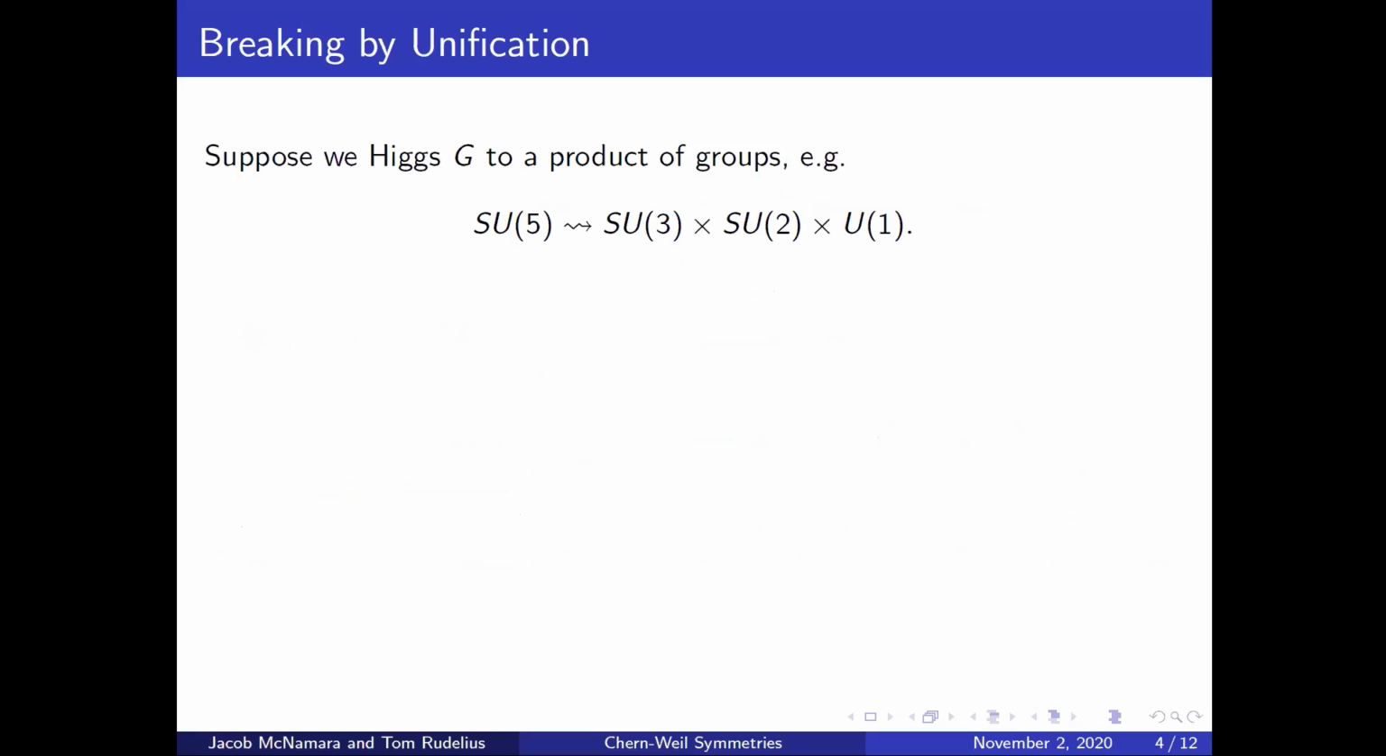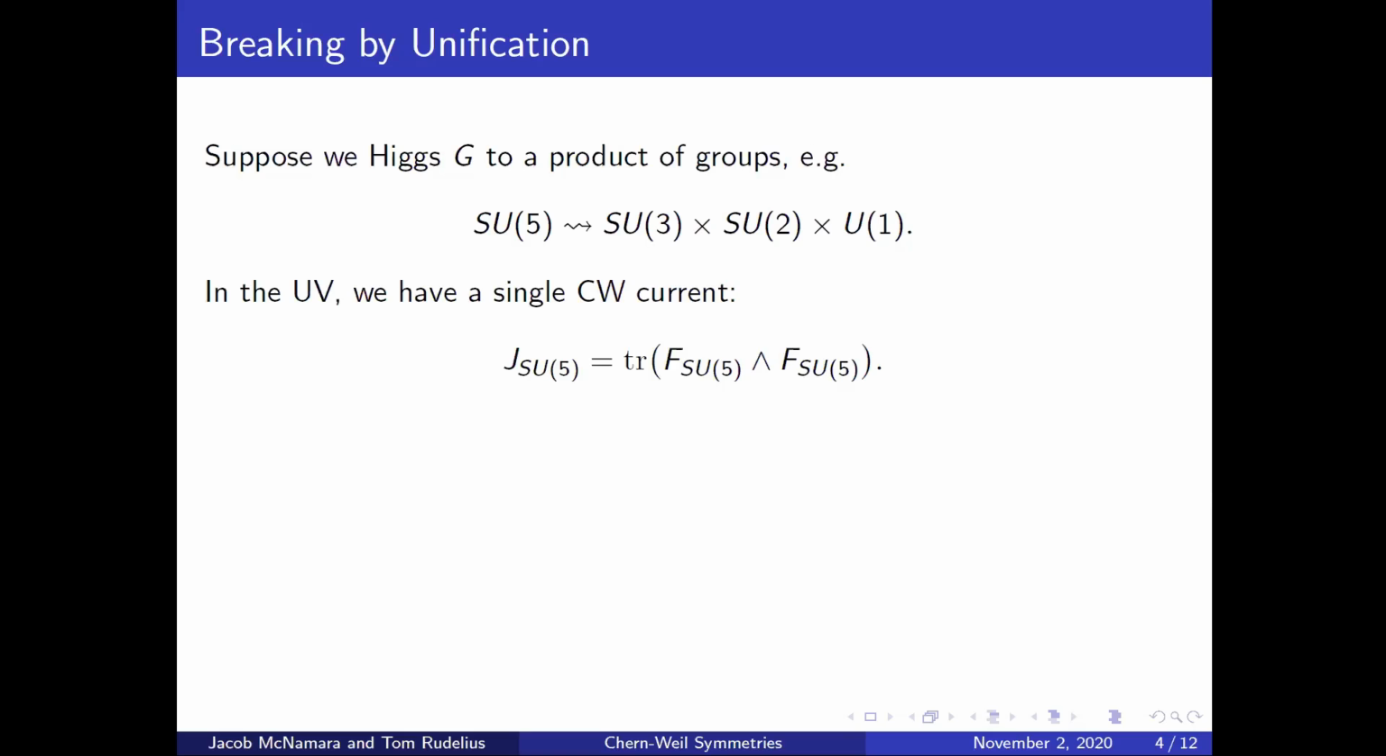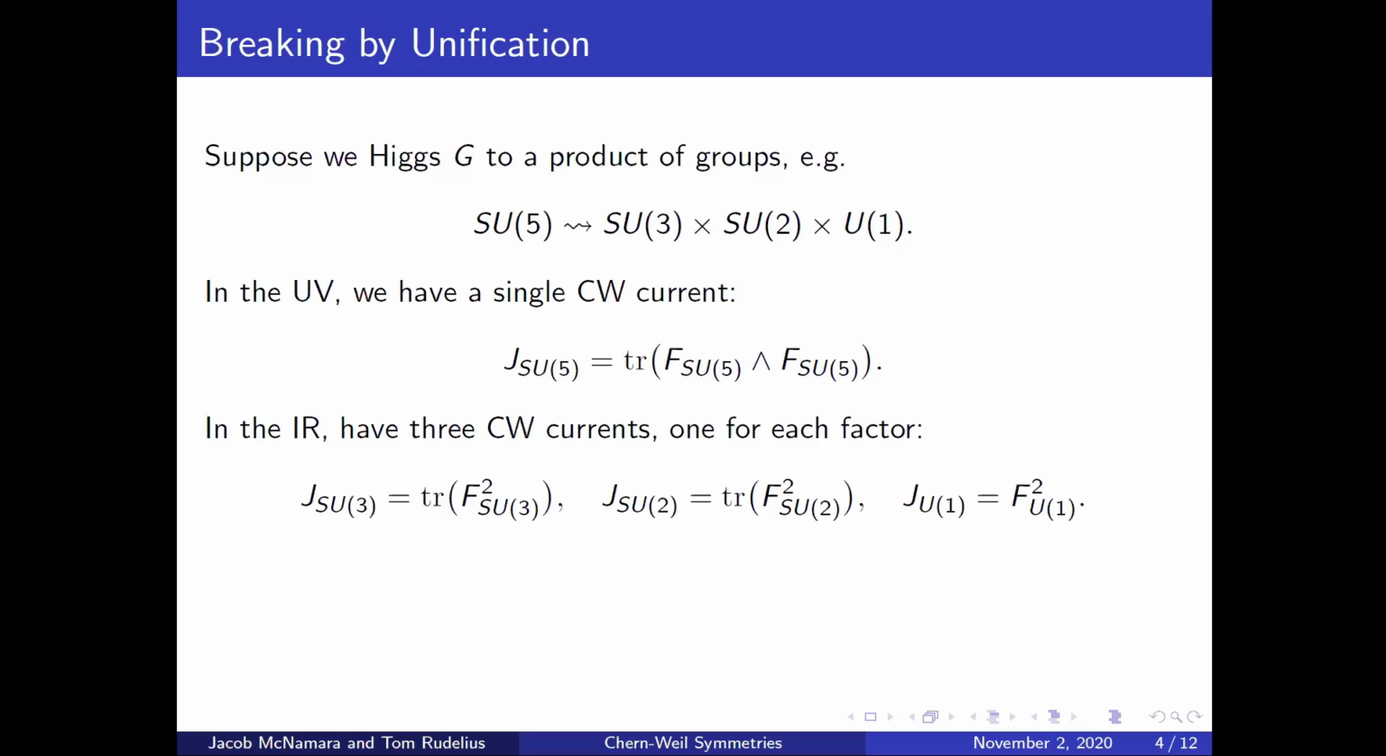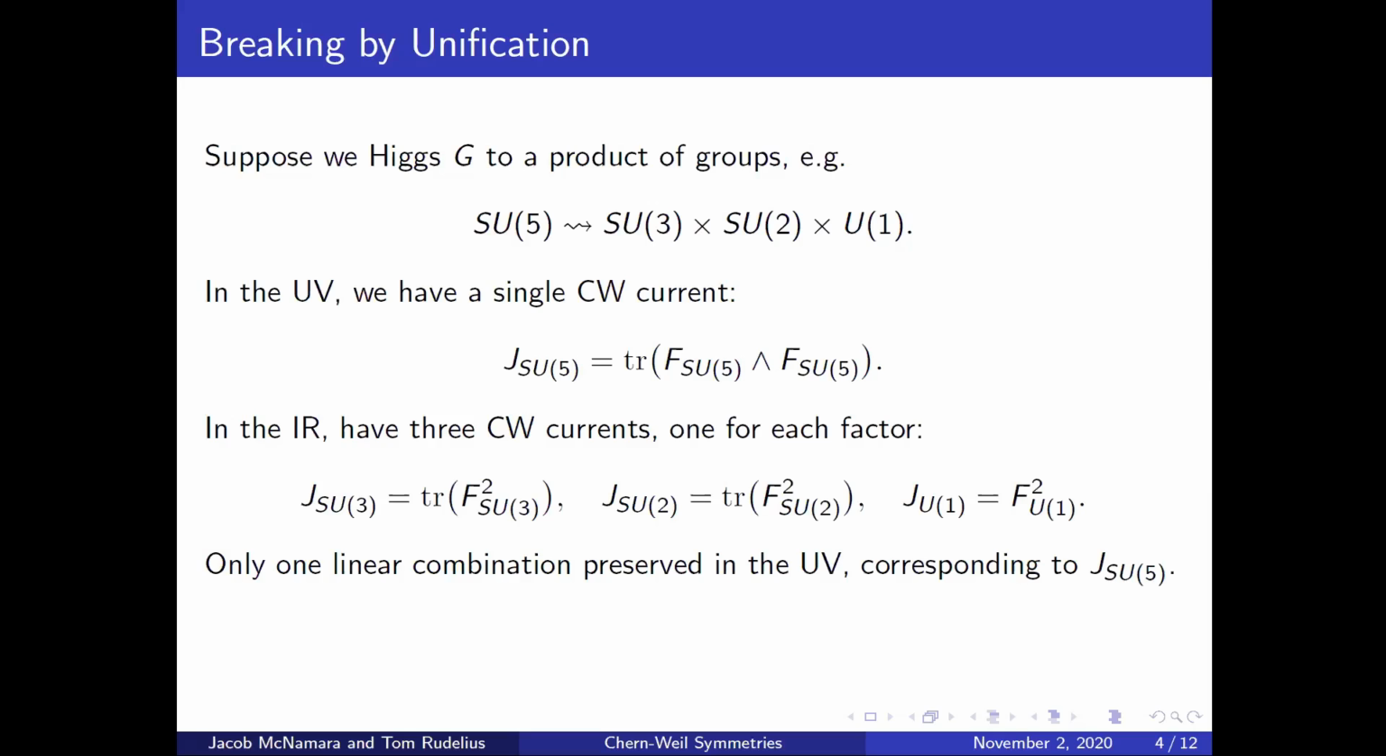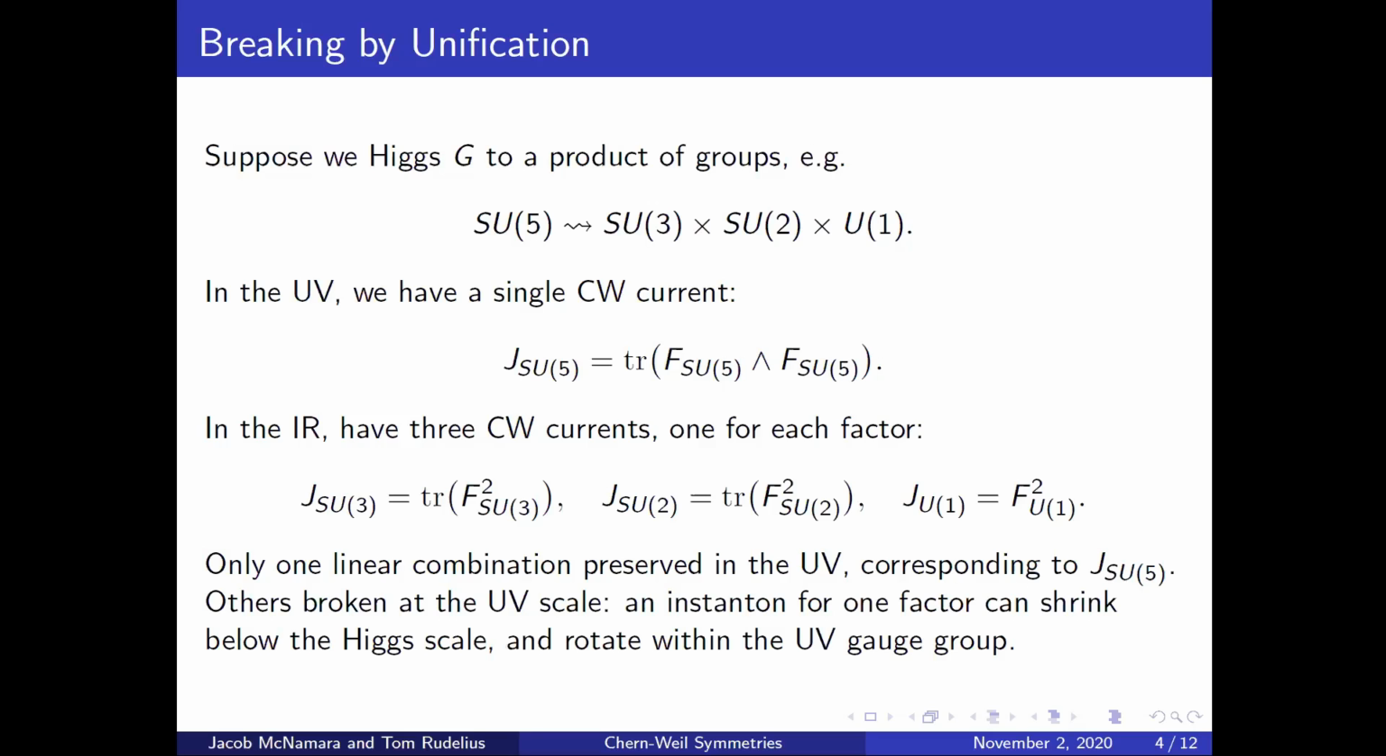So one way to break them is by unification. So suppose that we Higgs a gauge group down to a product of groups, such as, for example, just completely pulled out of a hat, breaking SU(5) down to SU(3) × SU(2) × U(1), maybe mod Z6, I should say. In the UV, we have a single Chern-Weil current corresponding to instanton number for the SU(5) gauge field. But in the IR, we have 3 Chern-Weil currents, one for each factor. So we have one for SU(3) instanton number, SU(2) instanton number, and U(1) instanton number. And in the IR, these are all separately conserved. But in the UV, only one combination is preserved. It's the combination that corresponds to J_SU(5). And so what's happening? Well, what's happening is that the other linear combinations, such as each individual instanton number, are broken at the UV scale.